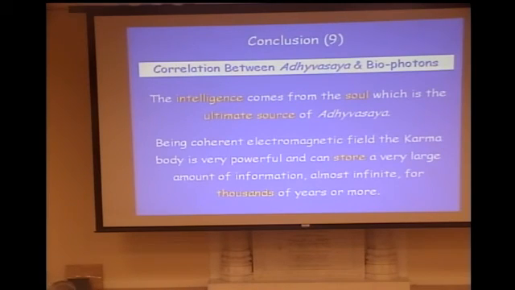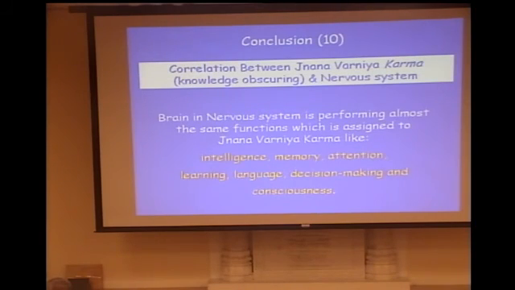Intelligence comes from soul, which is the ultimate source of karmic vibration. Being a coherent electromagnetic field, the karma body is powerful and can store a very large amount of information. We saw that biophotons have codes, and when they synchronize with whatever the karma body is sending, they get the message. Now here, the correlation between Jnana-Varniya karma and the nervous system. That's why they said that everything we do or think, an actual picture is taken of it and stored.